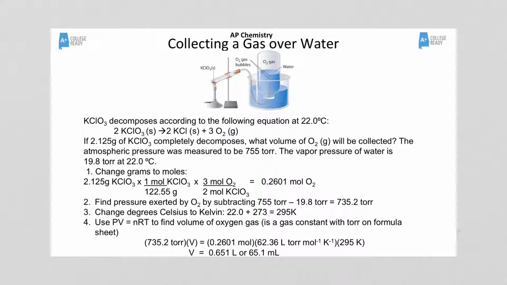And here's that collecting a gas over water. I gave you just an example of a setup. There are many setups that could be given. You see there's a balanced chemical equation. It's a decomposition reaction. You're given a mass of the reactant. It says it completely decomposes, so it's completely forming the two products, potassium chloride and oxygen gas. And the question is, what volume of oxygen gas will be collected? Again, there's lots of information given. It's asking that question, but then it tells you atmospheric pressure. It tells you the vapor pressure of water, which when you see that, should kind of ring a bell that you've got to use that in your calculation.